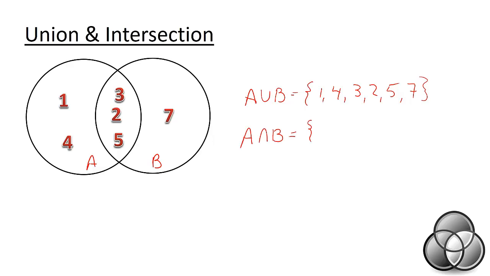For the intersection of A and B, we look at all of the elements that A and B share. In this case, the elements that they share are 3, 2, and 5. And again, order doesn't matter here.